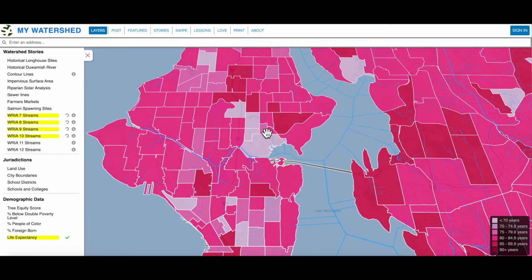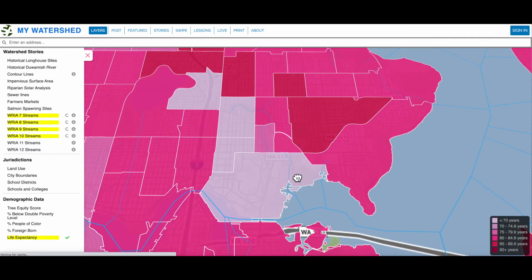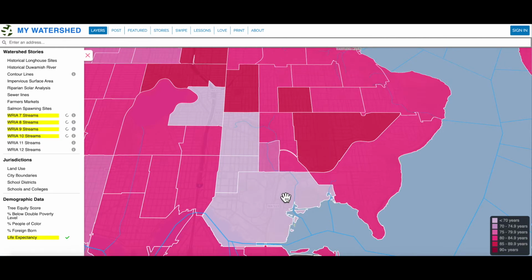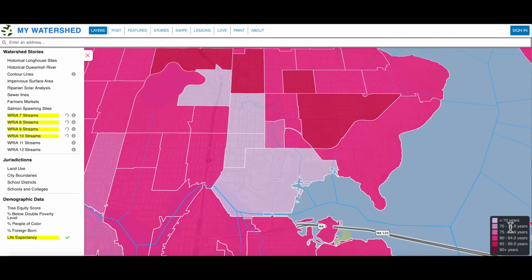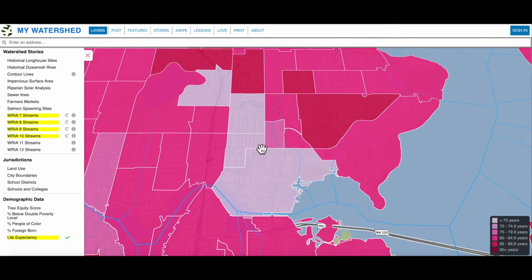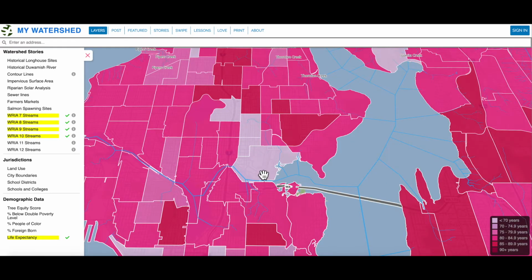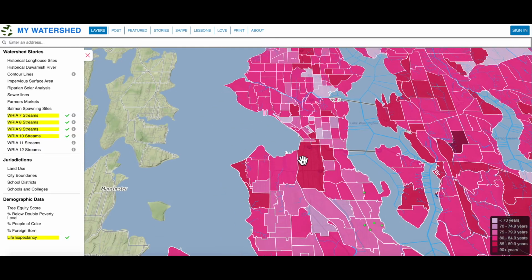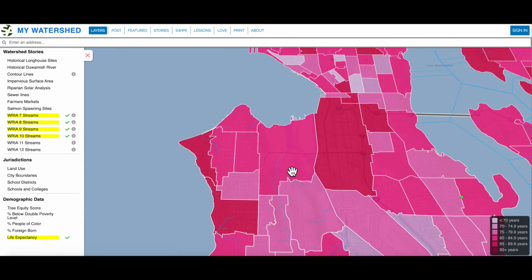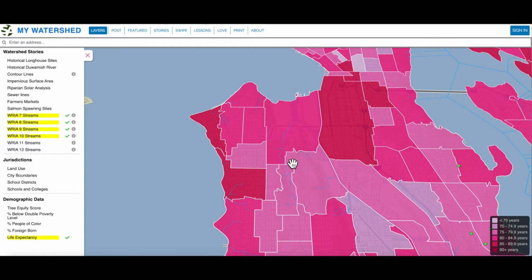That's where I'm going to school in the future, and I'm just really curious what life expectancy is in that area. So it looks like it's pretty low, as we can tell by the key, which is really interesting because if I go back to a place that I've lived before in West Seattle, life expectancy is very high. And this is making me think, like, what could be causing that?